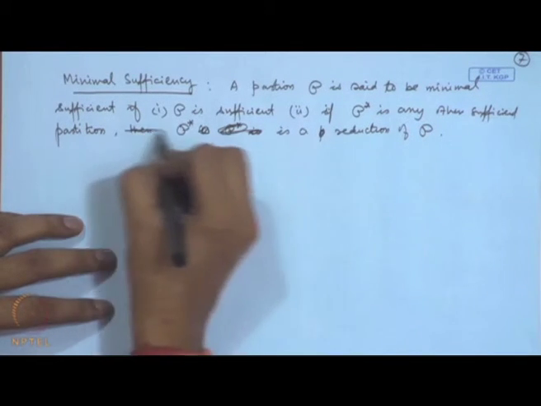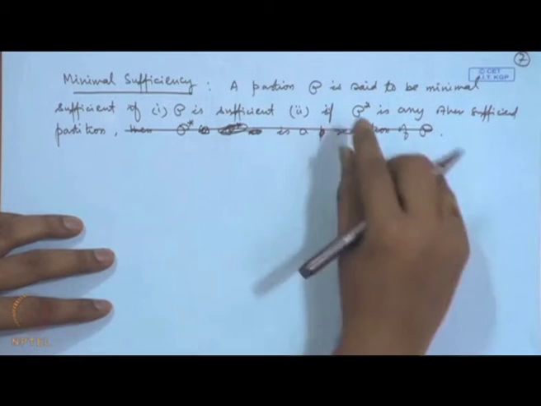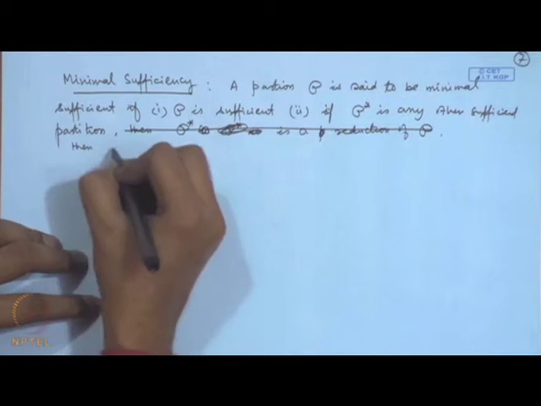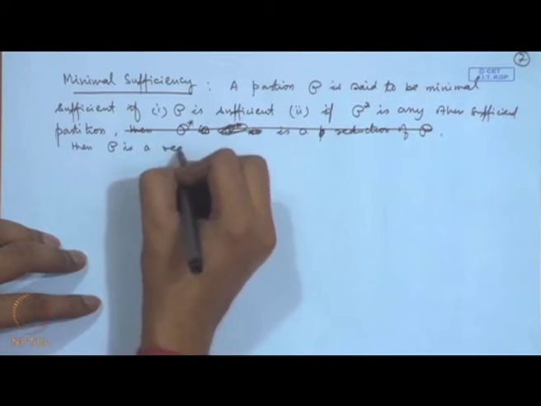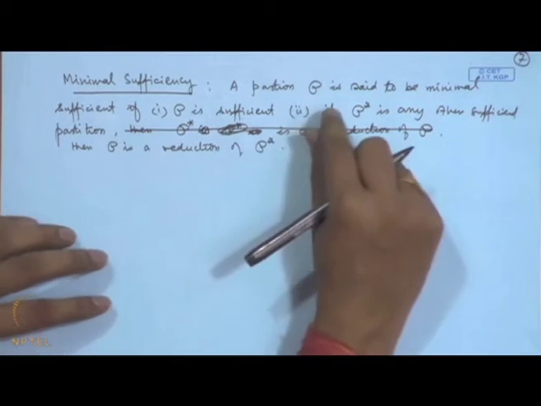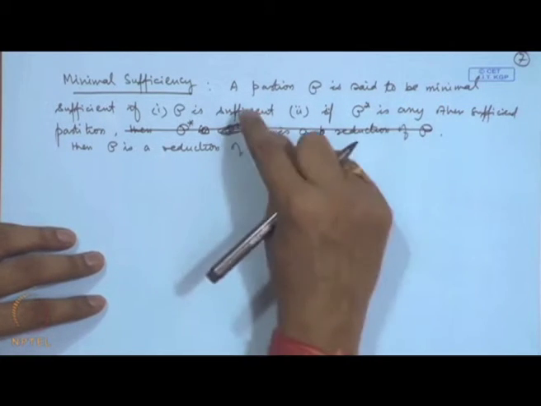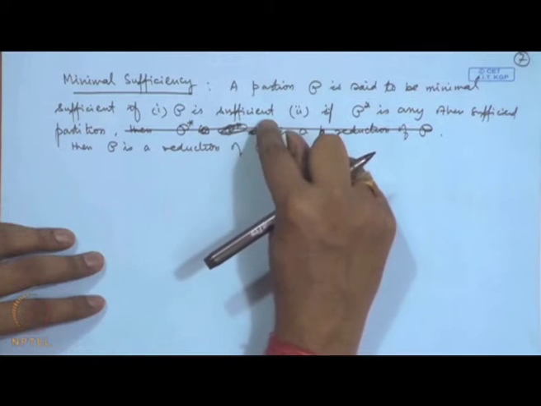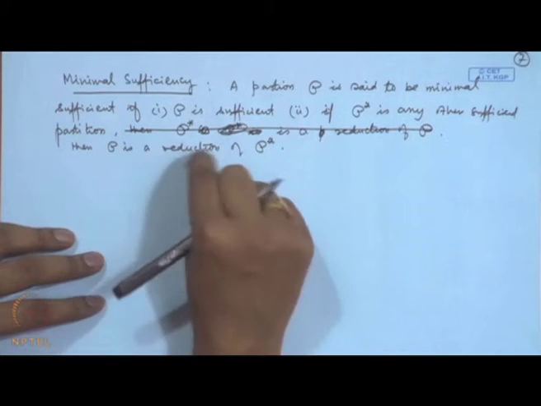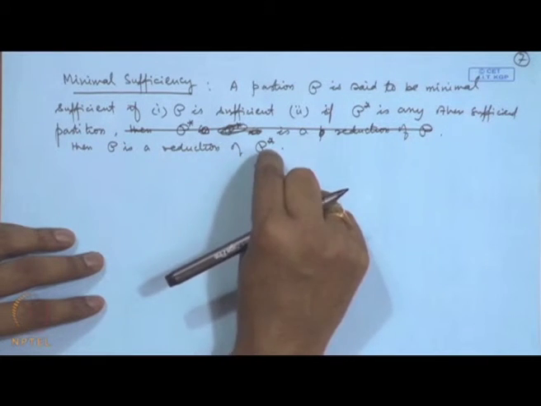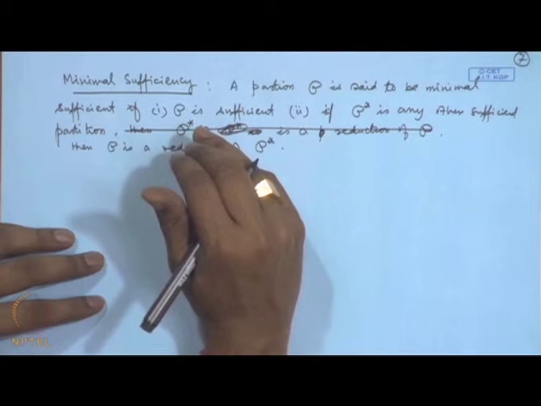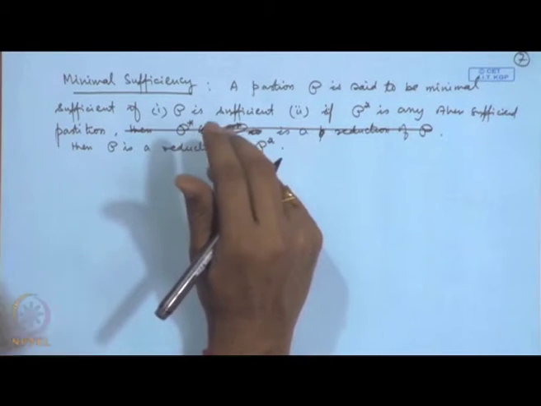No, I am sorry, this is written wrongly. If P star is any other sufficient partition, then P is a reduction of P star. So, let me explain. We will call it minimal sufficient partition if first of all this should be a sufficient partition, and if there is any other sufficient partition, then this should be a reduction of that. That is why this is the maximal reduction, or we say that it is a minimal sufficient partition.